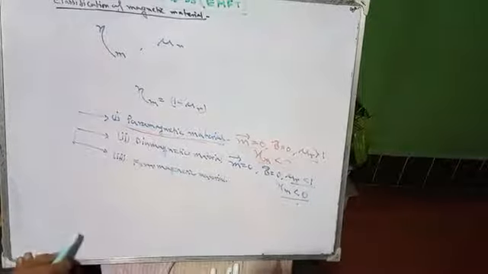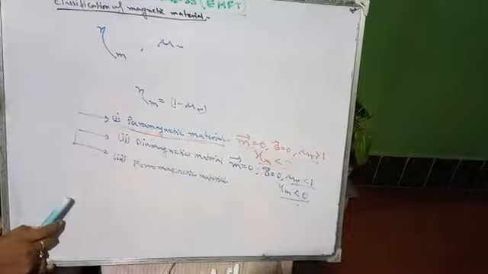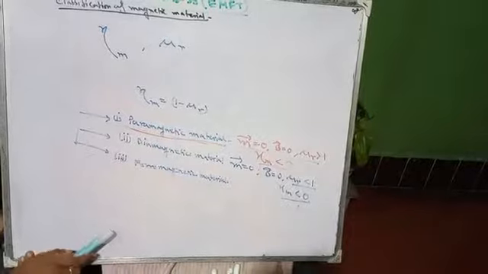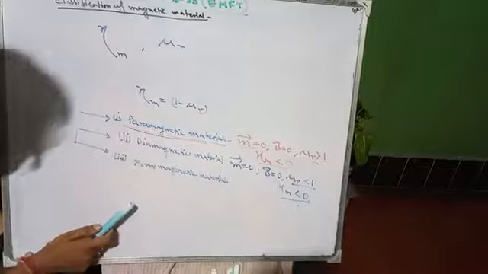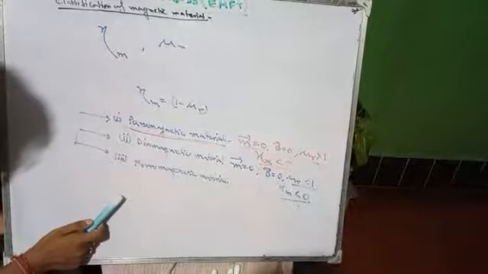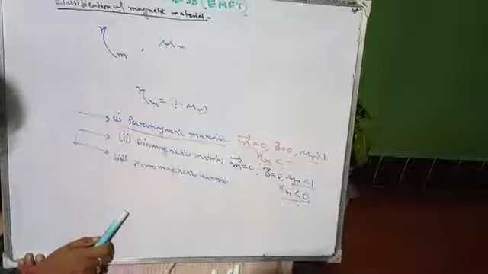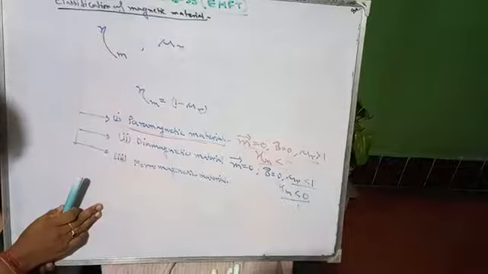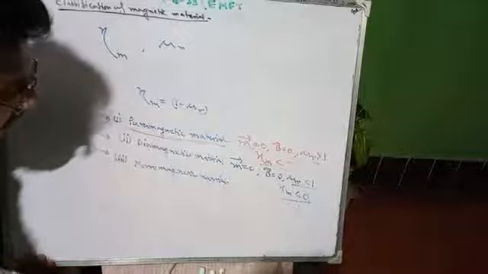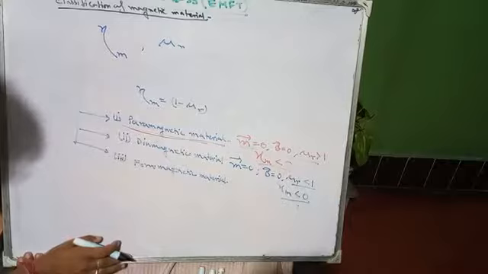Next, write ferromagnetic material. What is the ferromagnetic material? In this type of material there is a strong interaction between neighboring atomic dipole moments. Ferromagnetic materials are made up of small patches called magnetic domains.